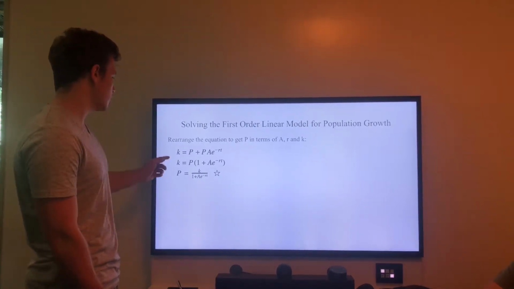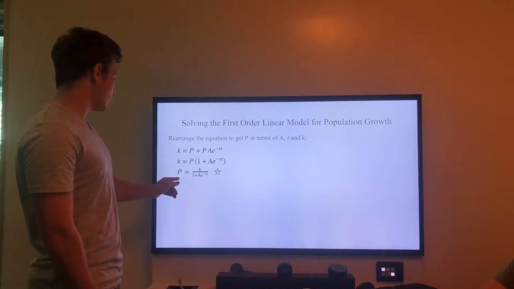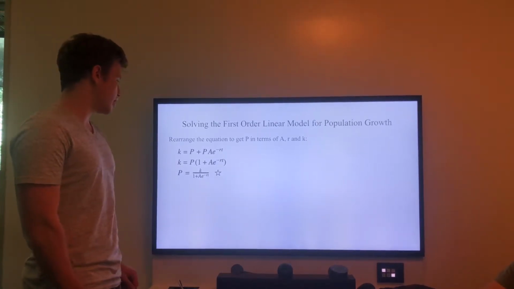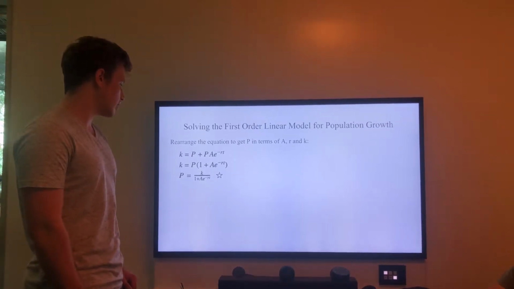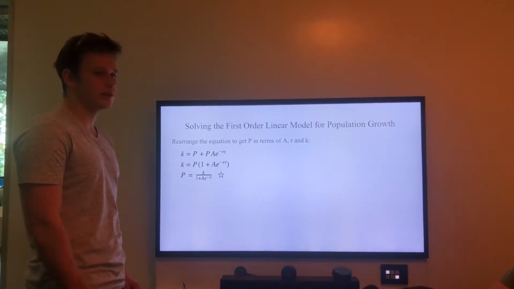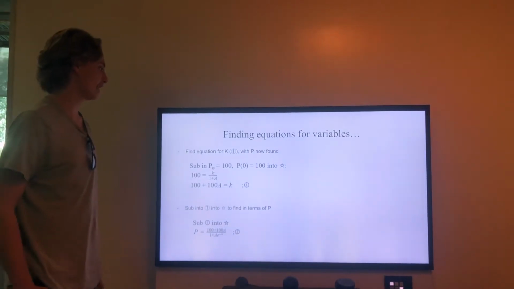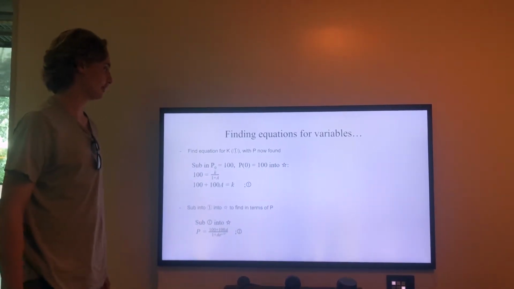In conclusion, we rearranged the equation once again to get p by itself, and we got the equation p = k/(1 + A e^(-rt)). We now find an equation for k, which is equation 1, with p now found.